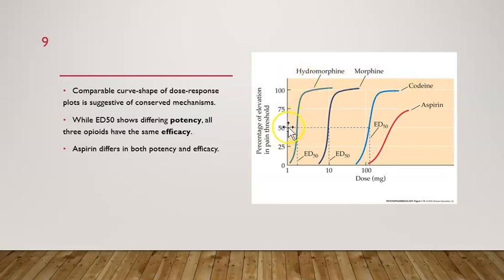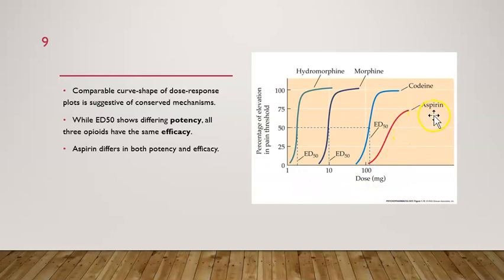But their ED50s, you'll see, are different. This one has an ED50 of, say, probably a 2. Morphine has an ED50 of 10. Codeine has an ED50 of 100 and something. So they have different potency because they have different ED50s, but they have the same efficacy because they can get to the top, to 100.